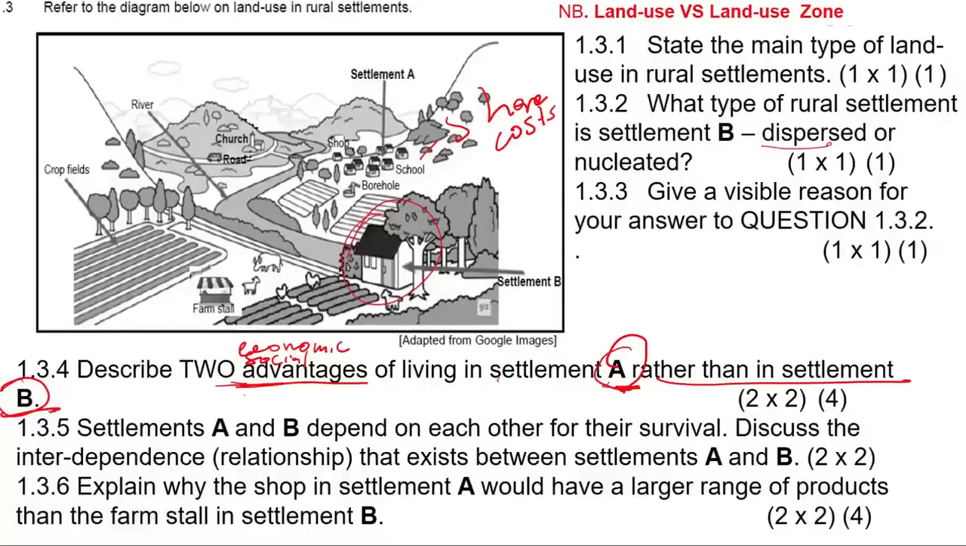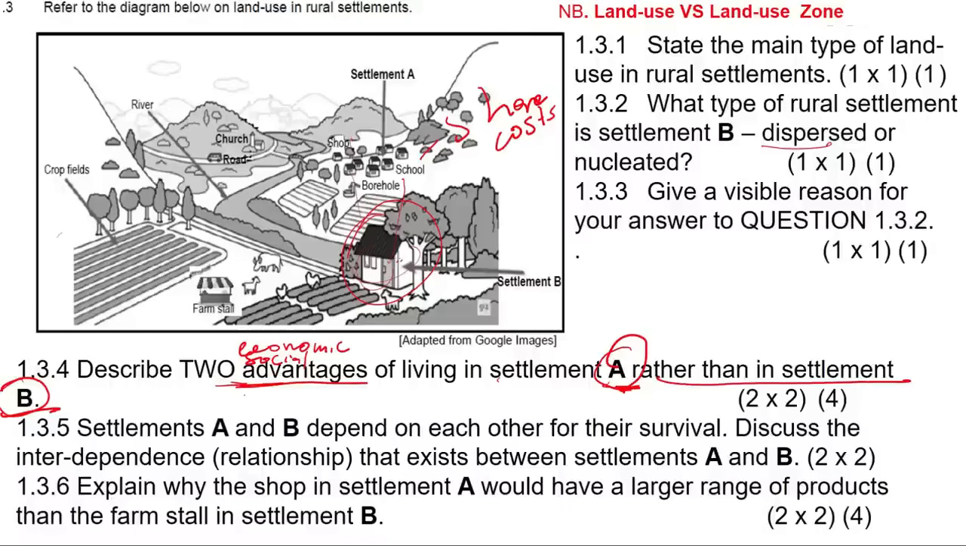Then 1.3.5: settlement A and B depend on each other for their survival. Discuss the interdependence relationship that exists between settlement A and B. So, how does settlement A benefit settlement B? Here you don't see any school, so it means a person who lives here will have to go to school there. You see the shop here, the person who lives there will have to go to shop there.